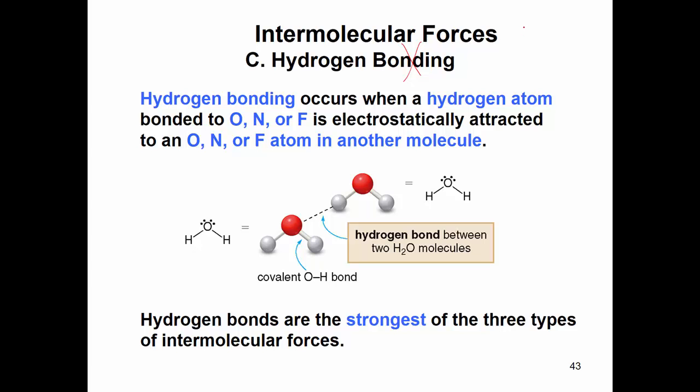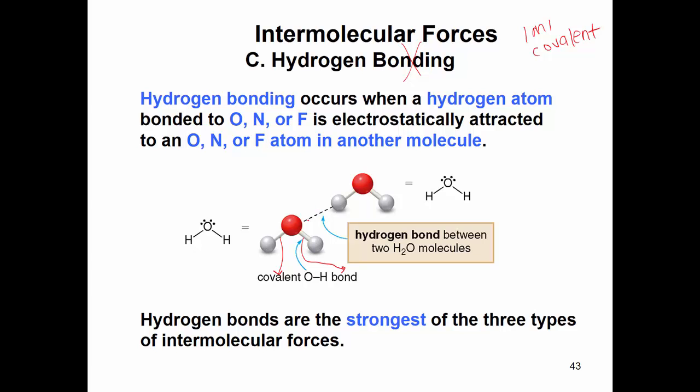Bonds are ionic or covalent, right? Those are two types of bonds. Hydrogen bonding is not a bond. That's why I don't like the name. It is still an intermolecular force. Right here, those are bonds. These are covalent bonds that make up H2O.